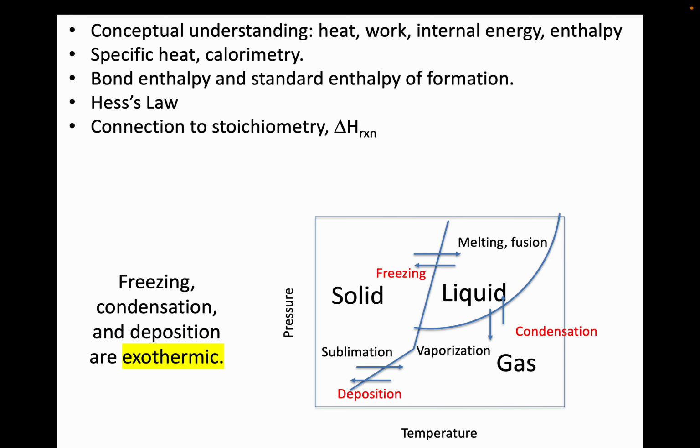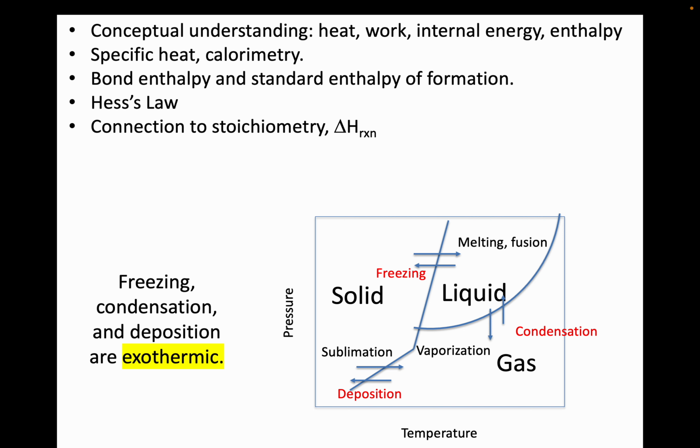When I'm bringing up the idea of exothermic and energy, let's consider what topics we had earlier in the semester related to that when it was first introduced in Chapter 5. So some key skills that we need from Chapter 5 as we think about the final exam. We want to have a conceptual understanding of terms like heat, work, internal energy, and enthalpy. We did some calculations involving specific heat and calorimetry. We had provided data that we'd use involving bond enthalpy and standard enthalpy of formation. We did calculations involving Hess's law, and we connected enthalpy changes to stoichiometry.